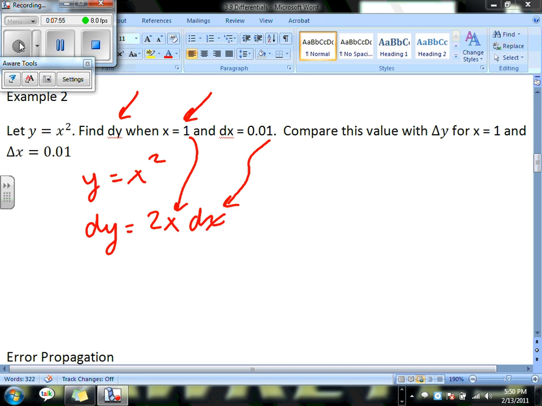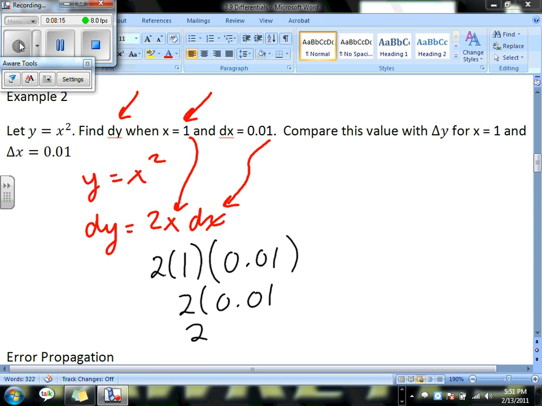Okay, so here we go. Actually in this first part I'm not going to need my calculator. In the second part I might a little bit. So here what we're going to do is plug those in. I'm going to have 2 times 1, I'm plugging in my x value, 2 times 1 times my dx, which is 0.01. So I'm going to have 2 times 0.01. When we multiply those two, it's just 2. Don't forget our decimals, so we have to move our decimal place over 2 spots. So 0.02. All right, so there's our differential at that point, x equal to 1. Our differential is going to be 0.02.